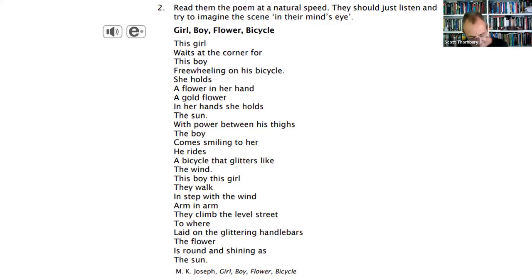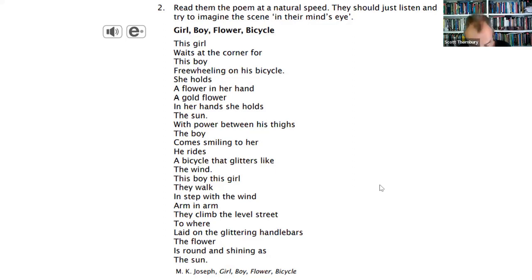Do you know why I love that poem? Because it's written by a compatriot of mine, a New Zealander, M.K. Joseph. We read that at school. We had that at school in our poetry books. And it evokes to me the city of Wellington in New Zealand, which is famously windy, and famously steep. So they climb the level streets to where interesting.